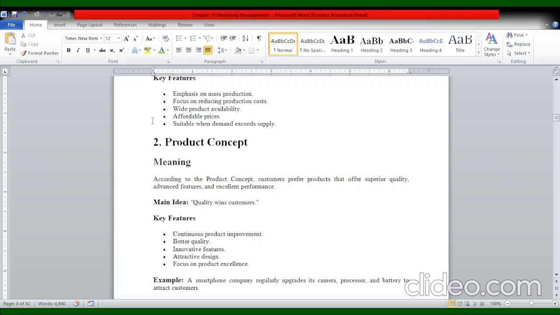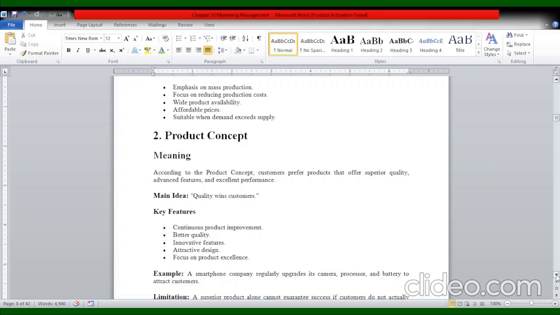Quality wins customers. A more qualitative product will help companies gain more and more market and customers. In this way, they would be able to make the product widely available. Continuous product improvement would be noticed, and product quality would be better. Innovative features would be added, you will have an attractive design, and you will focus on product excellence, right? These are the key features the company will focus on during the product concept.